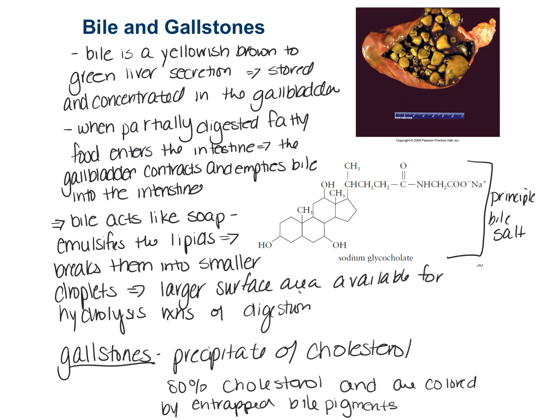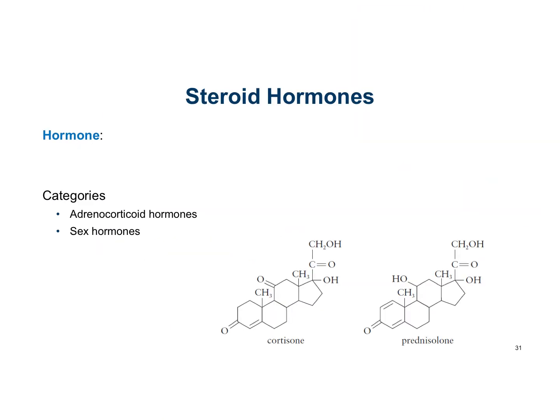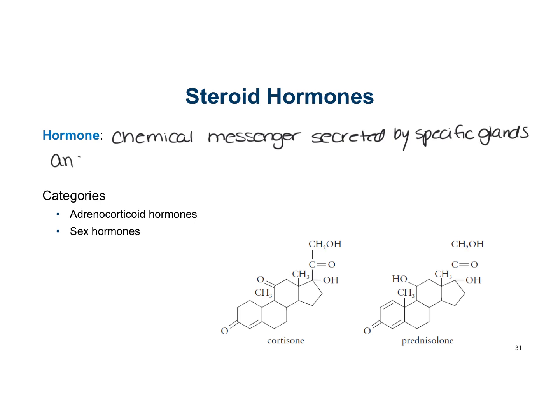So, that is one of the steroids that we're going to talk about. There's another steroid group that we need to talk about, hormones. A hormone is just a chemical messenger secreted by specific glands and carried by the blood to a target tissue. Okay, and then it triggers some sort of response.